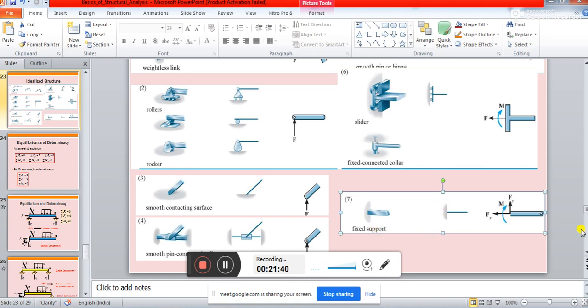While idealizing the fixed support, all the directional movements will be restricted. That means horizontal translation will be restricted, vertical translation will be restricted, as well as the rotation. So, you are going to get 3 reactions in any fixed support. There will be Fy, there will be Fx, and there will be M.